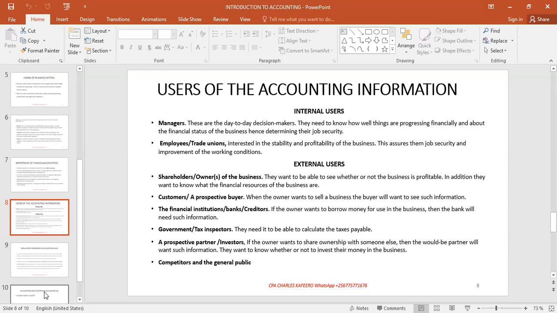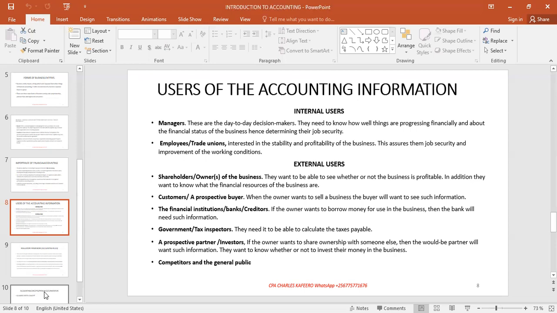In other words, the managers, for them, they want to make decisions. So they want to find out, is the company making profit? If the company is doing well, then they are also sure of their job security. They are sure that they can pay dividends to other people. They can pay the people who are owing, who owe the company.